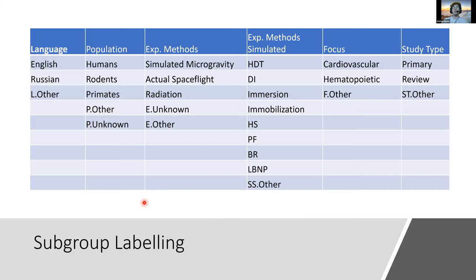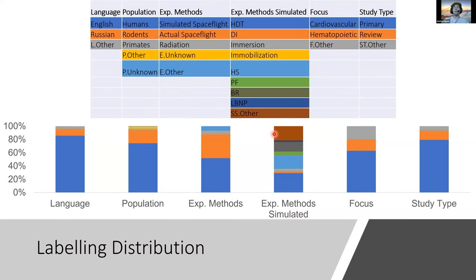Now, touching on the labeling process, the main groups of the labels are shown by the headers: language, population, experimental methods, the simulated experimental methods, the focus of the article, and the study type. Additionally shown are each subgrouping of the articles and labels. Labeling results here show that the majority of the articles are in English, done on humans, performed and simulated in actual spaceflight, spread out amongst simulated methods, while most of them focus on cardiovascular outcomes and are primary studies.